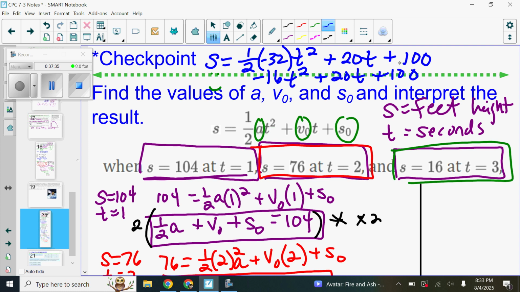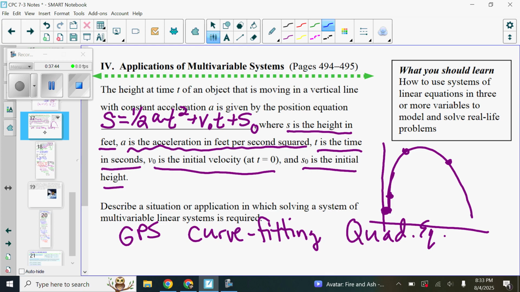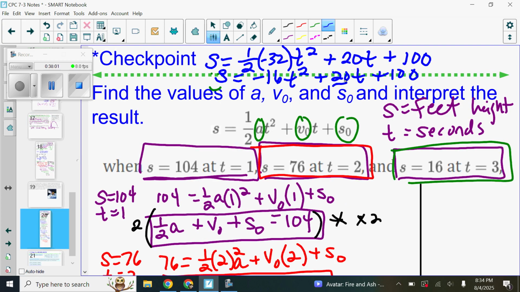Okay, so I want you to think about what that means, going back to our description about what each of those objects are telling you. So let's talk about what each of those pieces are. A is the acceleration in feet per second squared, so that is -16 feet per second squared. T is the time in seconds. V0 is the initial velocity. So what is our starting velocity? If V0 is 20, that would be 20 feet per second. And then the 100, what does the 100 mean? Well, that's our starting height, where it started initially.